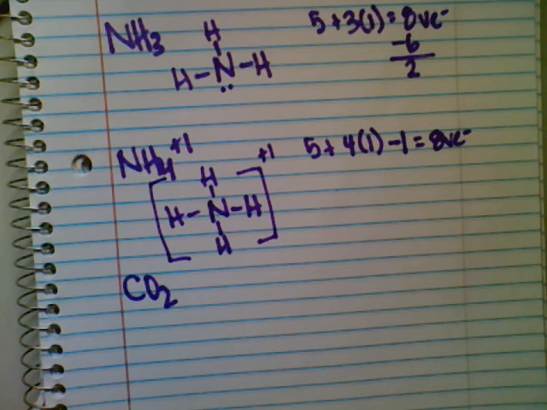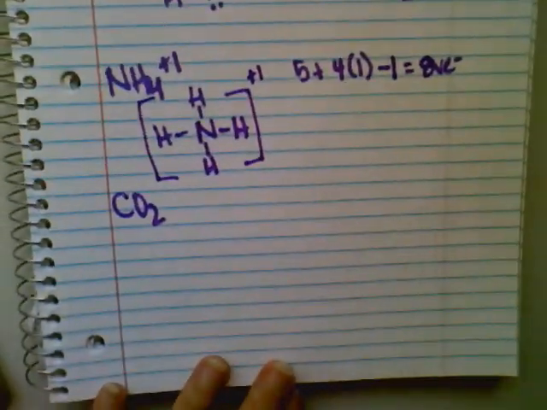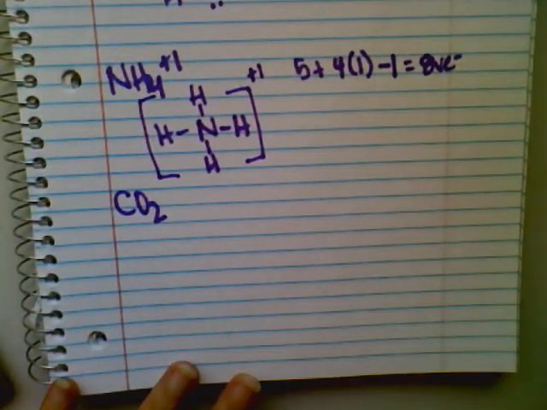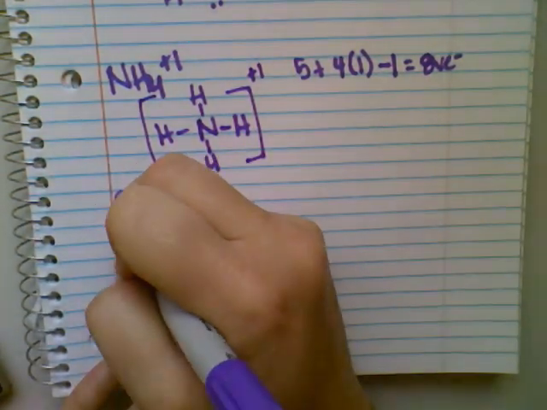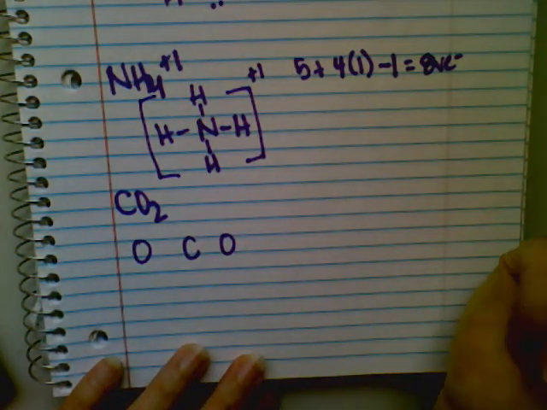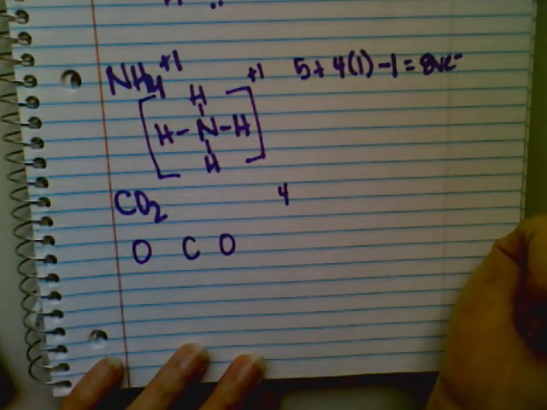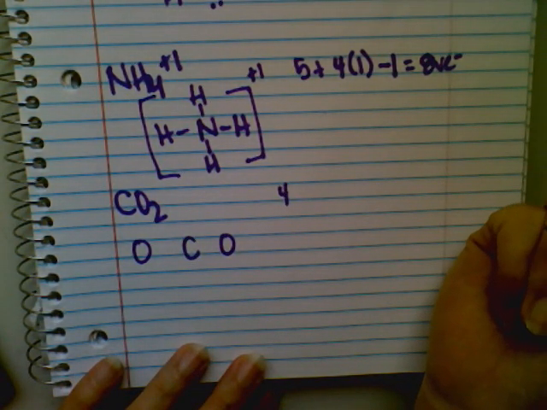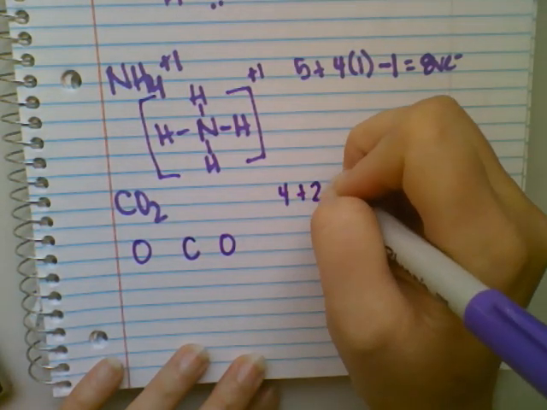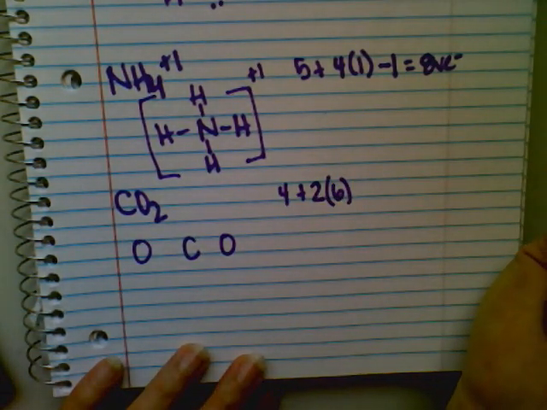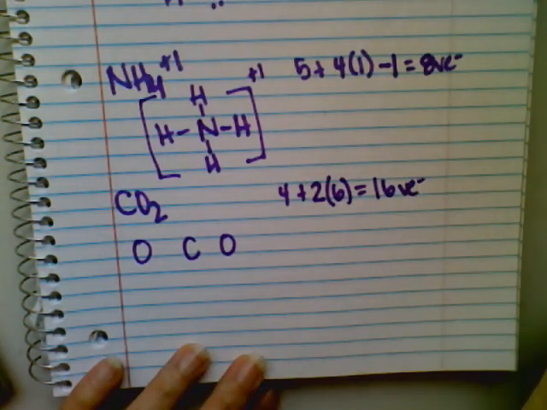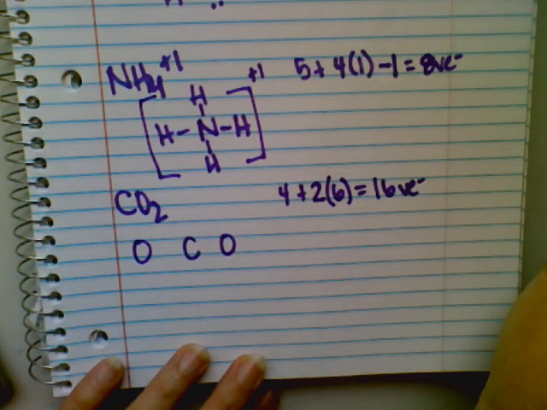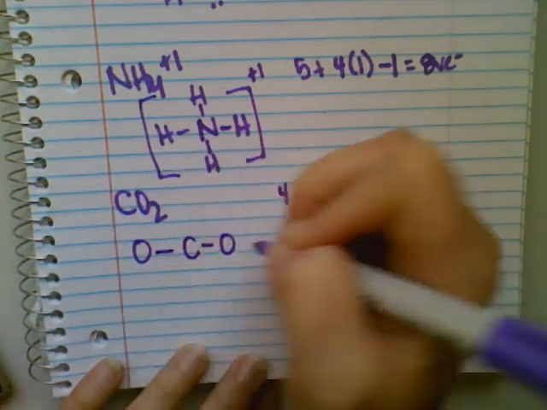Okay, the last one, the carbon dioxide here. Let's look at this. We have carbon in the center, the 2 oxygens around it. I have 4 valence electrons from the carbon, and my 2 oxygens each bring 6 valence electrons. That's going to add up to 16 valence electrons. I'm going to attach the oxygens to the carbon.